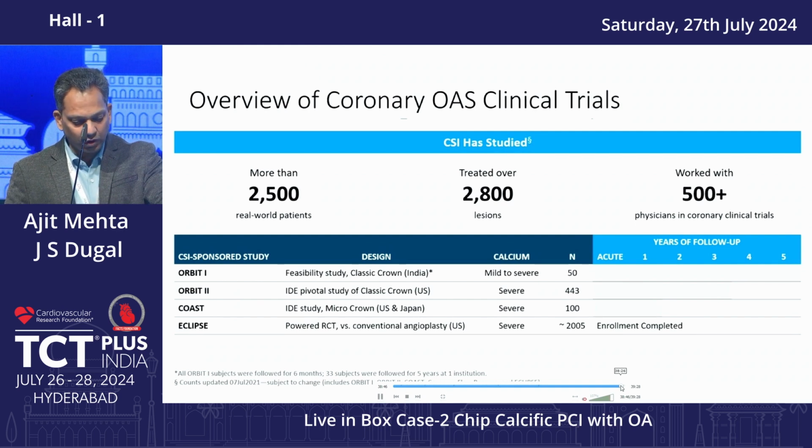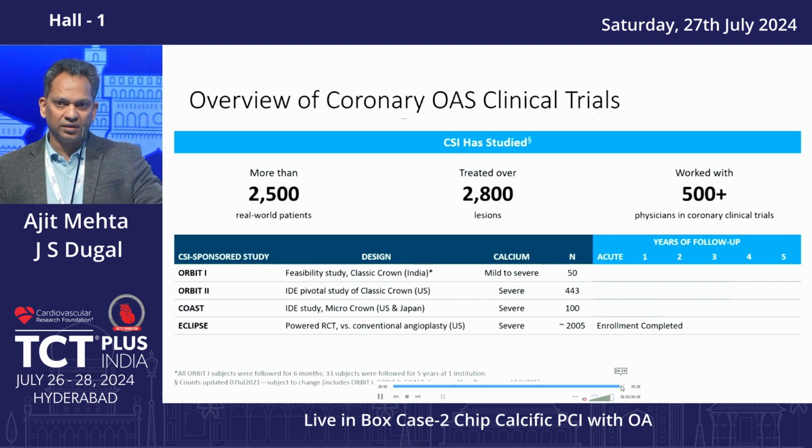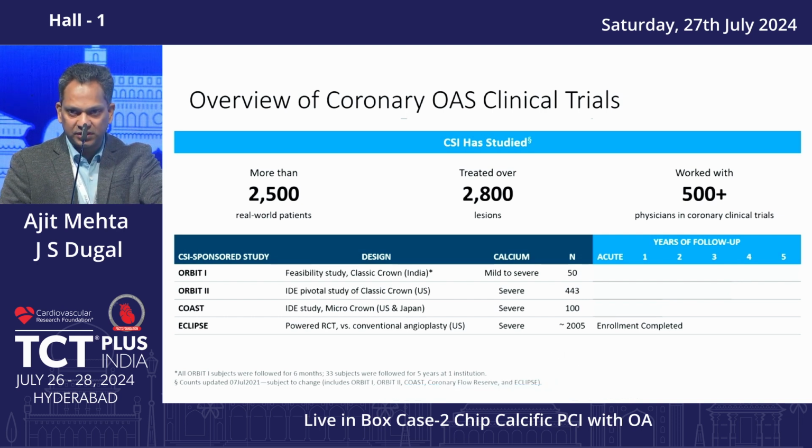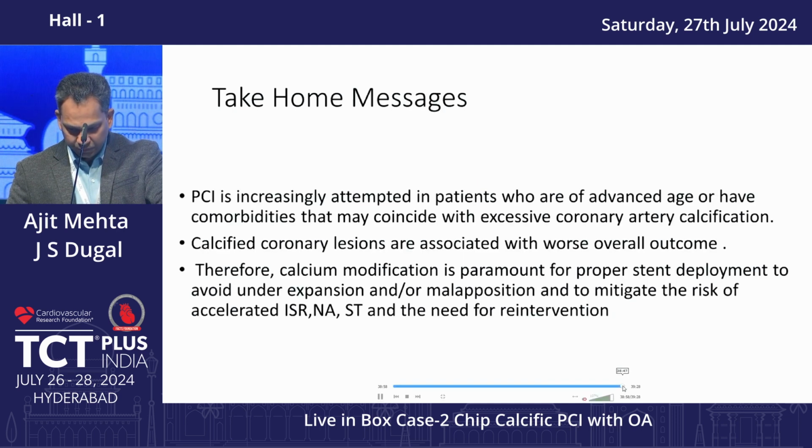So the trials, Orbit 1, 2, Eclipse trial, 1 year target vessel failure revascularization is about 5.8 in Orbit 2. This is all we know.